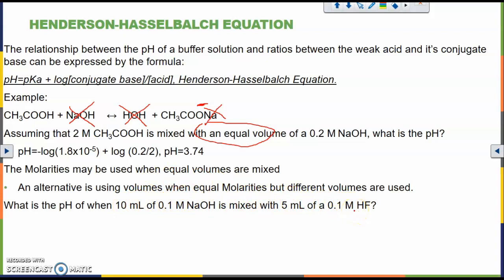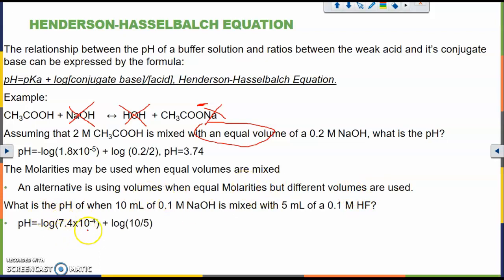When I say molarity, please remember that I'm actually talking about normality when we're talking about acids and bases. You can use the volumes 10 and 5 instead of the molarities, since the molarities cancel anyway. 0.1 divided by 0.1 is just 1, so that gets thrown out of the equation. It's the same thing.